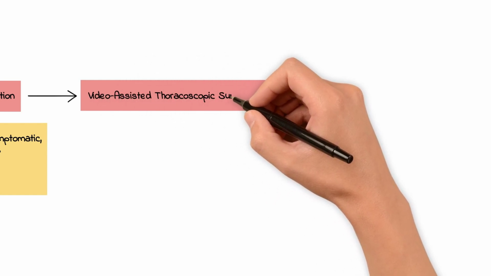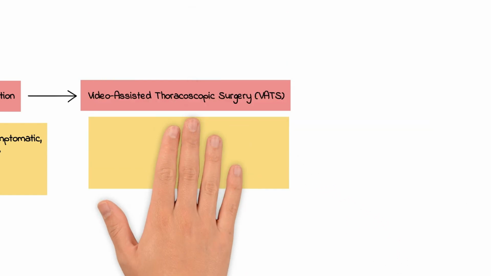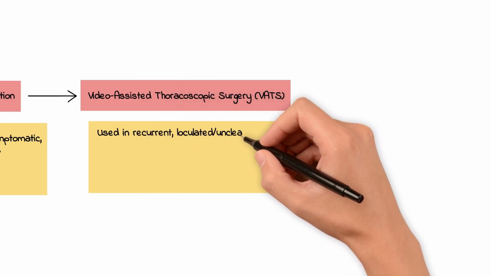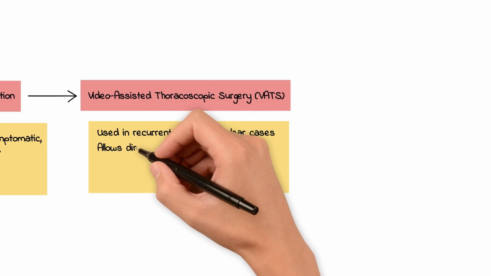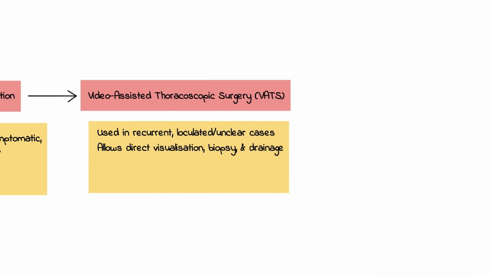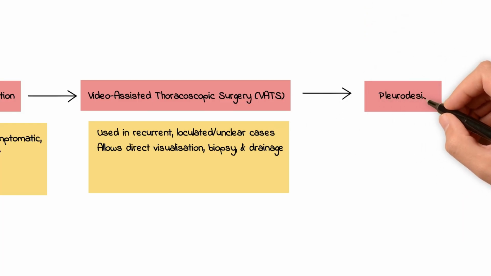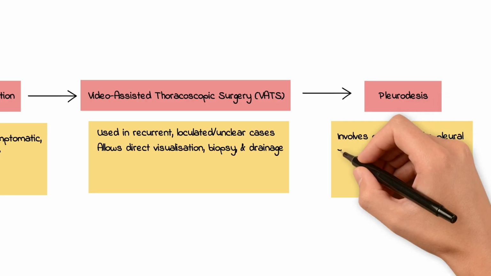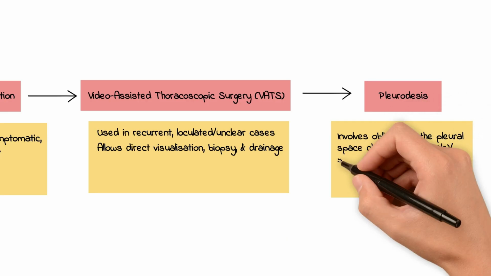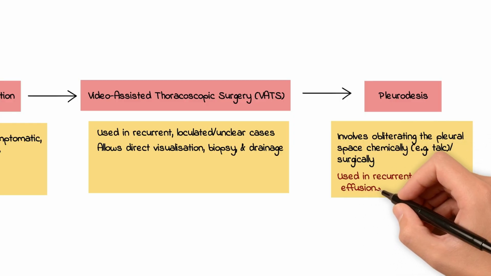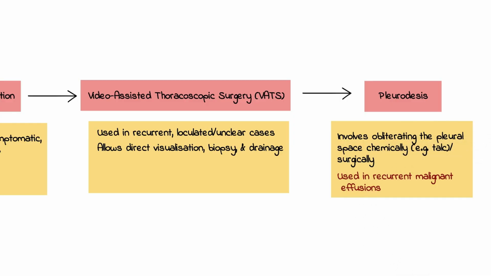Video-assisted thoracoscopic surgery, VATS. This is used in recurrent, loculated or unclear cases. It allows direct visualization, biopsy, and drainage. Pleurodesis. This involves obliterating the pleural space chemically, for example with talc, or surgically. It is used in recurrent malignant effusions.